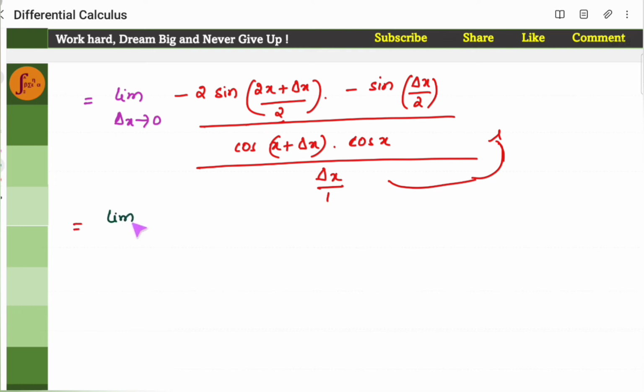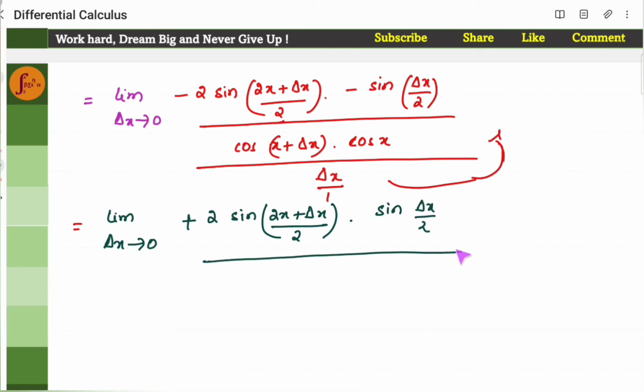So what will happen? Limit delta x tending to 0. This will be minus 2 sine of 2x plus delta x by 2 into minus and minus, I'll make it as plus, into sine of delta x by 2, by cos of x plus delta x into cos x, and this will become reciprocal. So delta x by 1 will become 1 by delta x.